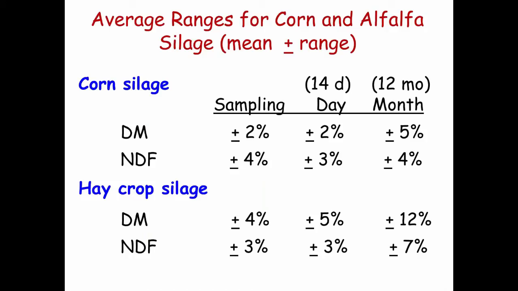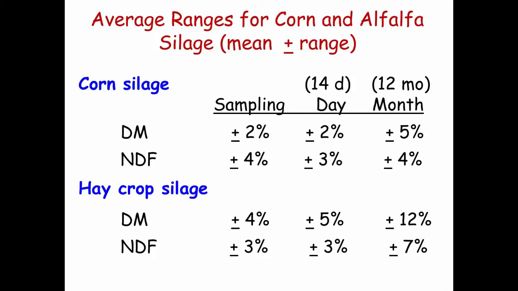So what I tried to do here is put this into terms that are more user-friendly than standard deviations. I just took 2 nutrients, corn silage and hay crop, and I'm looking at just NDF and dry matter. This column here is the average range due to sampling. So let's just use an example here. I sample corn silage and I get 35% dry matter. What you really should think about is that's really 35 plus or minus 2 units, because that's the sampling error. NDF would be plus or minus 4 units.